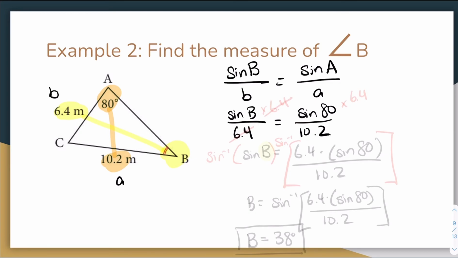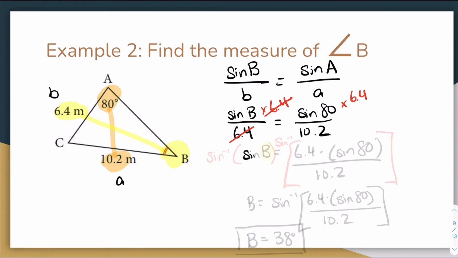I need to get B by itself, so first, I'll take the 6.4 that is being a divider, and I'll multiply both sides by 6.4 to get rid of it. You can also just cross multiply. Since this is a divider and this is a multiplier, they cancel each other out. And whatever we did to one side, we had to do to the other.